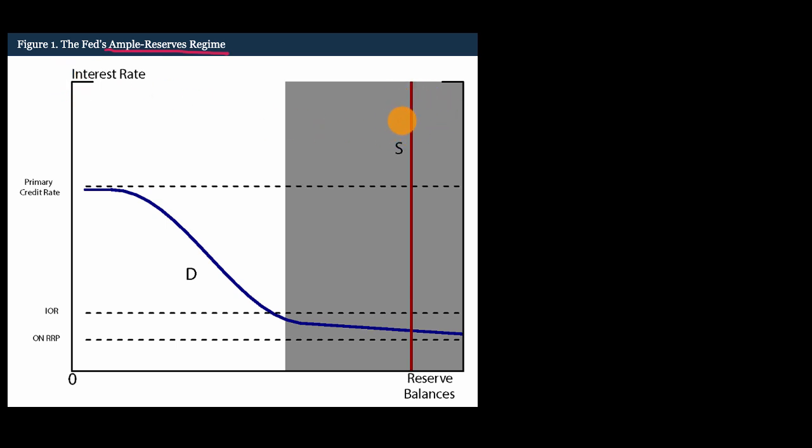So for the first part of this discussion, let's ignore everything that we see in gray over here. That's what we're going to talk about when we talk about the ample reserves regime. So let's say we're talking about a period pre-2008. In that situation, you could imagine the more reserve balances you have, the lower the demand is for reserve balances. Because if more banks are sitting on reserves, then they don't need to go into the market and borrow reserves as much. And so what you would naturally expect is as reserve balances increase, demand goes down.